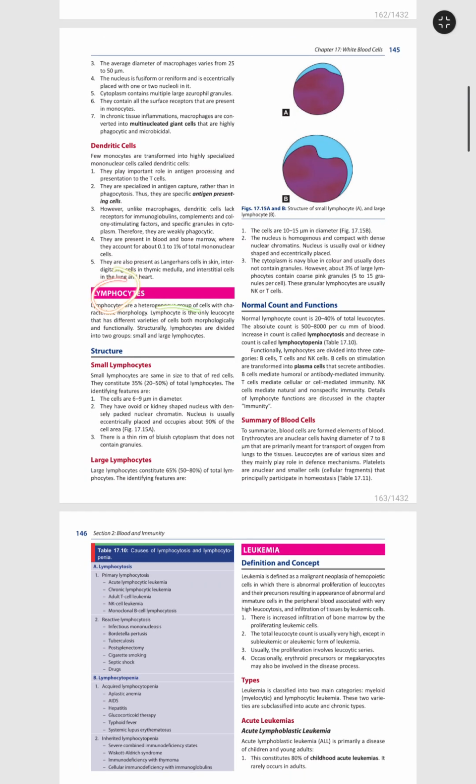Lymphocytes are a heterogeneous group of cells. Small lymphocyte, same size as red cells. Identifying feature, it is 6 to 9 micrometer. Ovoid or kidney shaped nucleus, densely packed. Thin bluish film of cytoplasm, does not contain granules. Large cells are 10 to 15 micrometer, with eccentric nucleus.